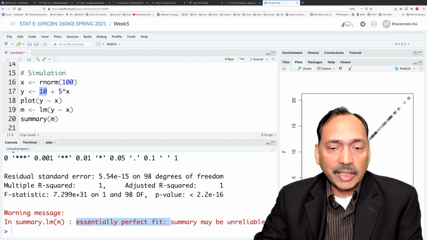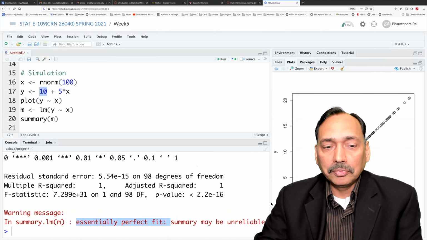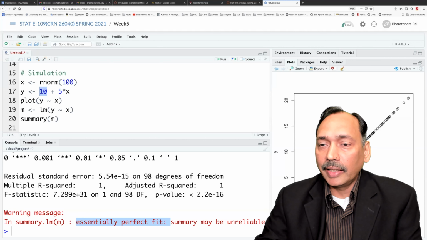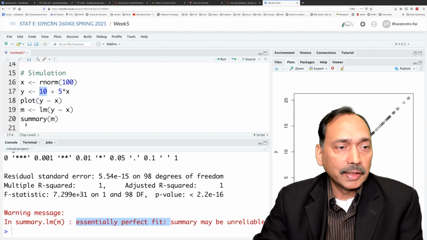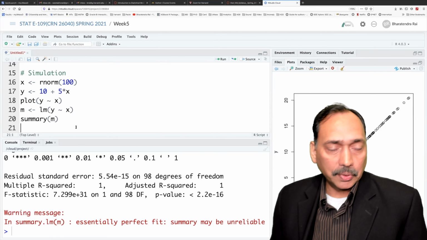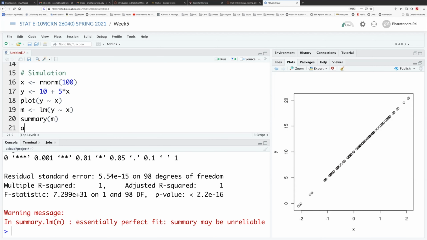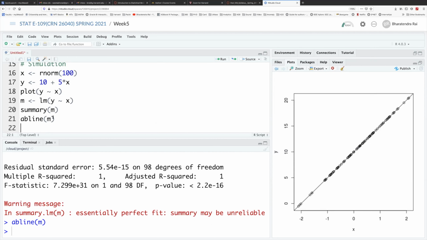So it says summary may be unreliable. We don't expect this in real life, so this is only for academic purposes, but it tells you that there may be some problem. If you want to add a line, you can add that straight line in a different color.